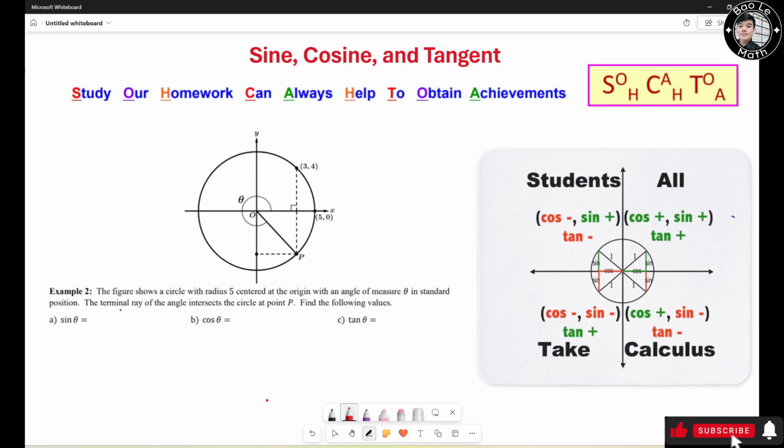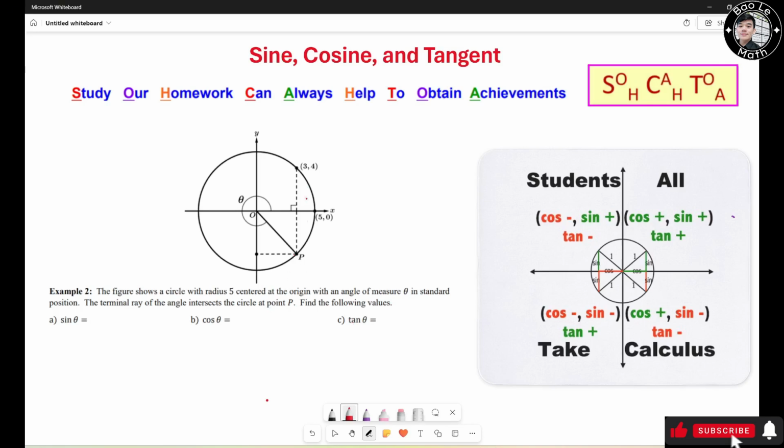Now let's move on to example number 2. The figure shows a circle with radius phi centered at the origin with an angle of measure theta in standard position. The terminal ray of the angle intersects the circle at point P. Find the following values: sine, cosine, and tangent theta.